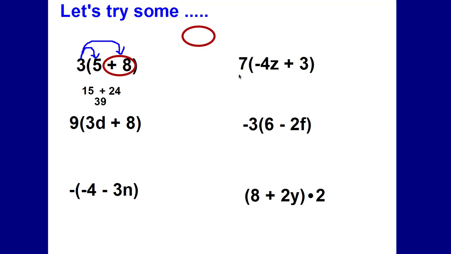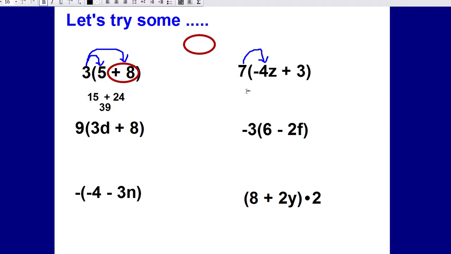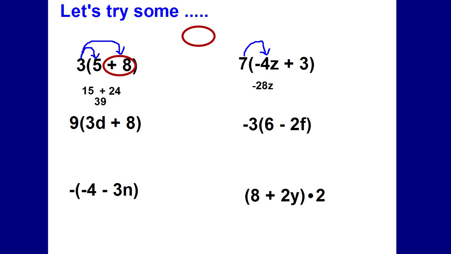Okay, let's go to the right. We want 7 groups of negative 4z plus 3. So we're going to distribute the 7 by multiplying it by each term inside the parentheses. So our first term is negative 4z. When you're doing the multiplying, you're actually multiplying the 7 by the coefficient of the variable. So we're multiplying 7 times a negative 4, which is negative 28. And we don't know the value of z, so it's going to remain z. It's going to remain the variable.